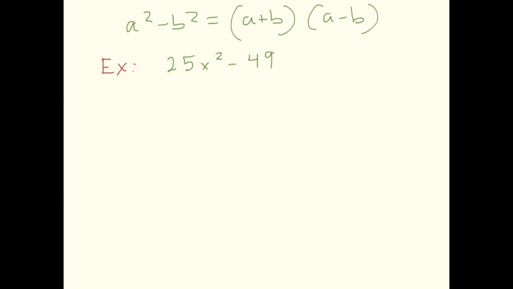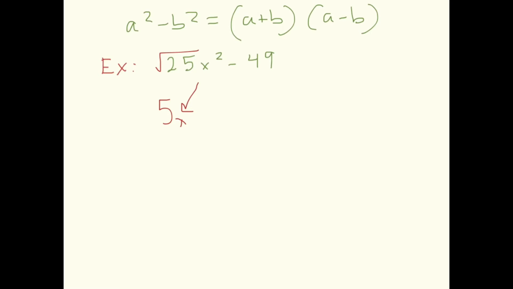There's an example at the top of the screen, 25x squared minus 49. So let's try to solve that. The easiest way to solve these is to take the square root of the coefficient. In this case, the square root of 25 is 5. And we also want to bring down the variable, so we want to have 5x.